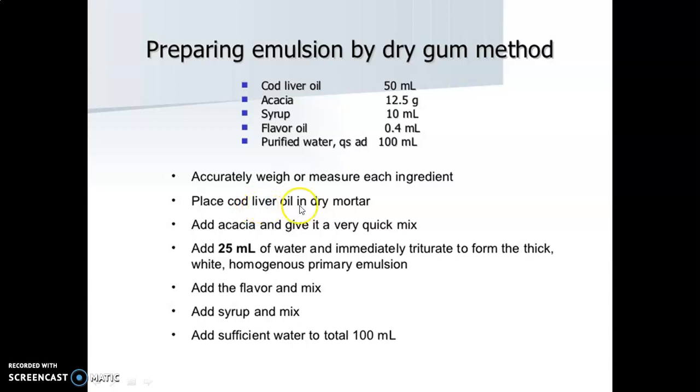Place cod liver oil in the dry mortar, add acacia and give it a very quick mix. Add 25 ml of water and immediately triturate to form the thick white homogeneous primary emulsion. Add the flavor and mix. Add syrup and mix. Add sufficient water to total 100 ml.